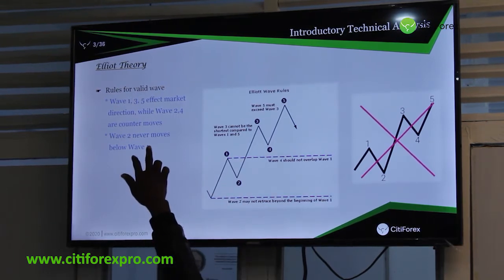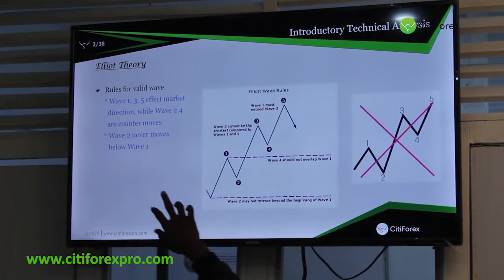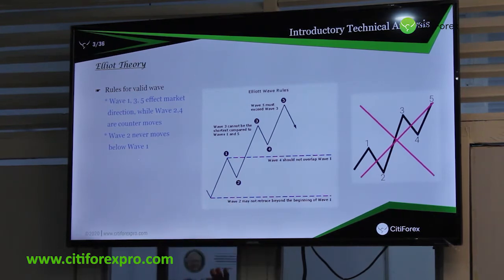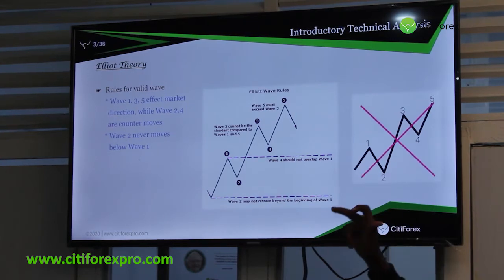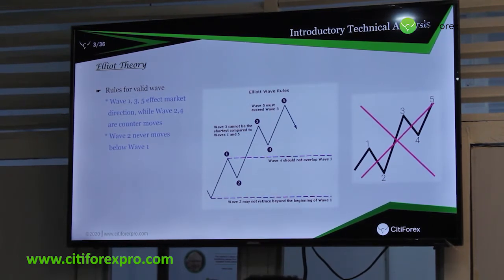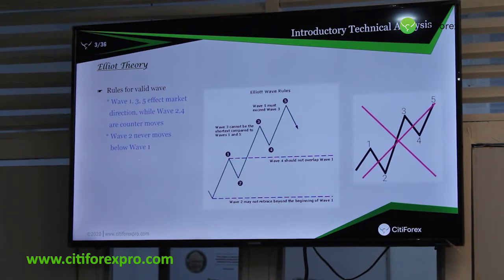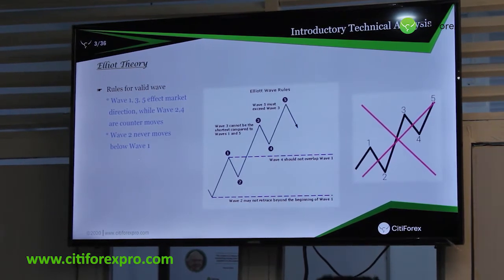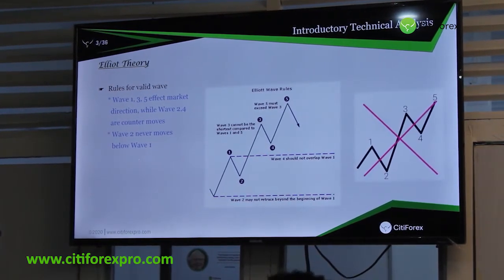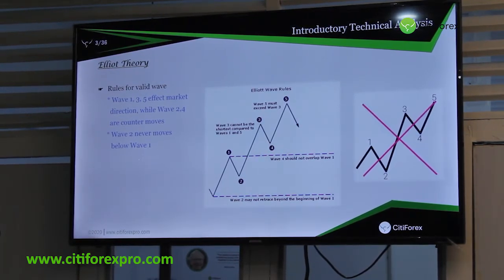Now, the second rule here is saying that wave 2 never moves below wave 1. So if you're asked to identify an Elliott wave, wave 2 can never ever be below wave 1. So when you start counting, you know that if it goes deeper than wave 1, either that's not where it started from, or it's not an Elliott wave. And you can't trade it. They actually trade it. I'll show you, I have an example here. That's the rule for wave 2.